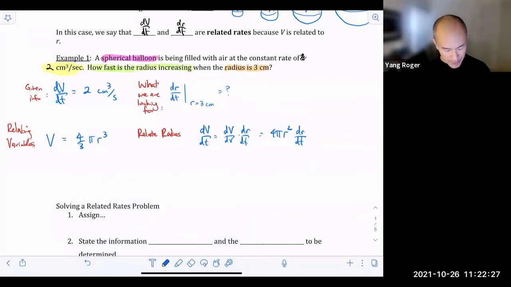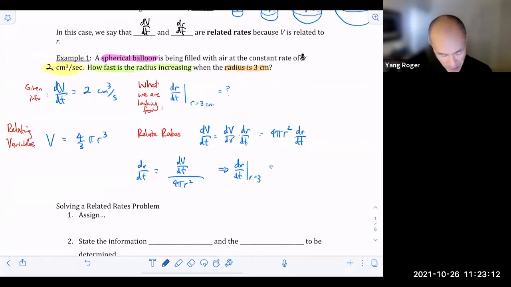As I had said earlier, they usually give you two pieces of information and you're looking for the third one. So what I like to do is solve for the thing I'm looking for first. That's why it's important to know what you are looking for here. So let's isolate dr/dt. So we're going to get dr/dt is equal to dV/dt divided by 4 pi r squared. Right? And I really wanted this evaluated at r equal to 3.